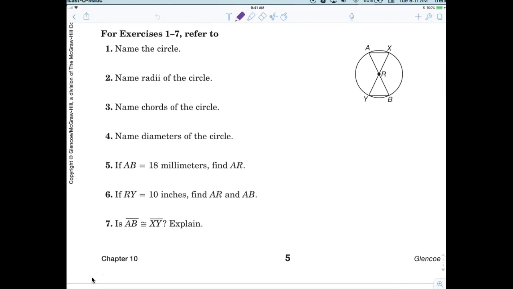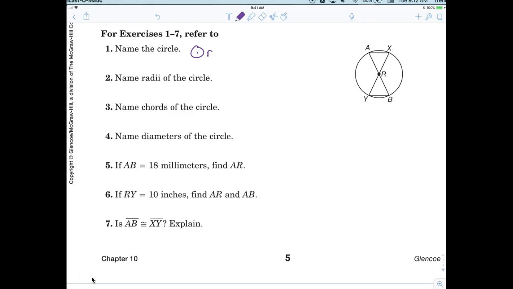So now let's go through and see if we're good. This circle is called circle what? This is called circle R. Now, the radii of the circle you could list as RY, RB, RX, and RA. Not really that big of a deal. I'm expecting you already to know that. I don't care if you put RA or AR. Makes no difference to me. Is there a sign for the radius? No, there isn't actually. It's just a segment, not a line.